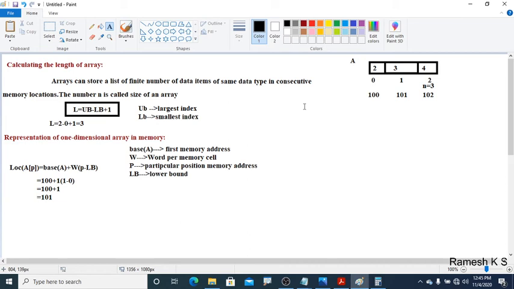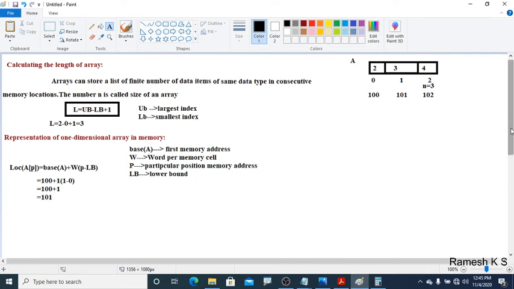Now you can write the explanation in your notes. Elements of the linear array are stored in consecutive memory locations. Let P be the location of the element. The address of the first element of the array A is given by base of A, and is called the base address of A. Using this, we can calculate the address of any element of A with the help of this formula. So you have to write the explanation like this.